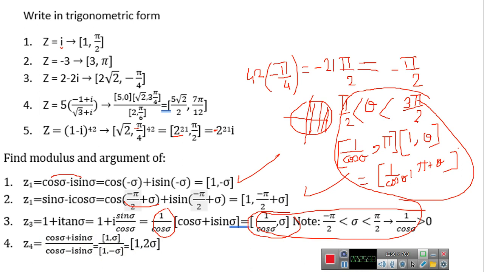And number 4, z4: cosine theta plus i sine theta, modulus 1, angle theta. Here cosine theta minus i sine theta, modulus 1, angle minus theta. So 1 over 1 is 1. Theta minus minus theta is 2 theta.